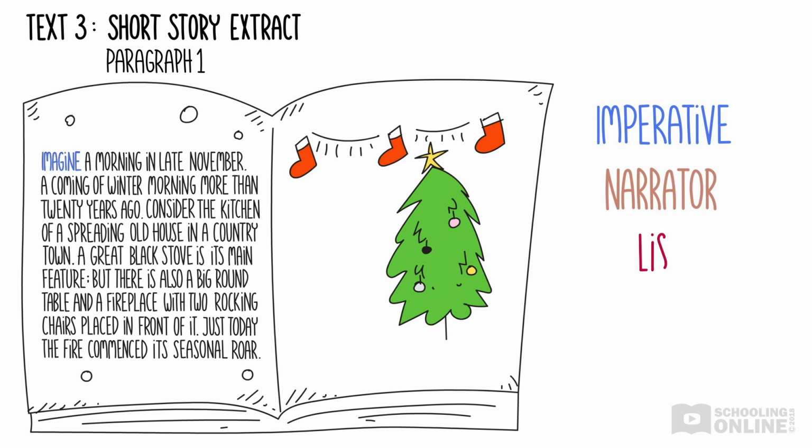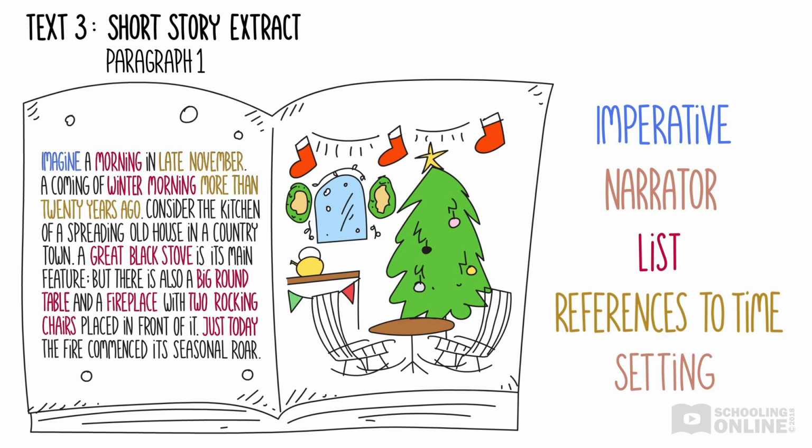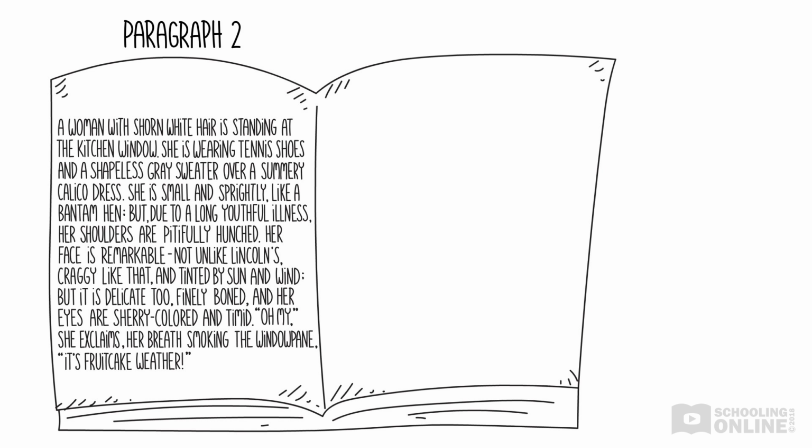Then we read a list of details, including references to time and descriptions of the furniture. All this helps to establish the setting, immersing us in the imaginative world of the text. It's like we're really there, in the narrator's kitchen, over 20 years ago. Let's see what happens next.